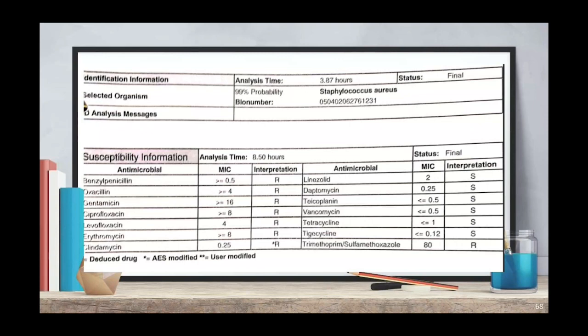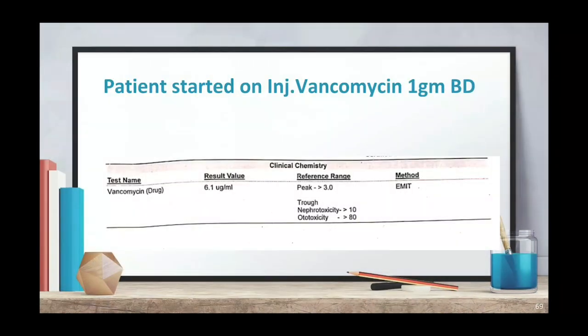Look at the example. The organism identified is Staphylococcus aureus and vancomycin MIC value less than 0.5 is sensitive. The doctor initiated the treatment with 1 gram BD dosing. Patient was started on injection vancomycin 1 gram and just prior to the 4th dose the TDM was performed and we obtained the data. The result was 6.1 microgram per ml. Our MIC was less than 0.5, so the target serum trough concentration should be greater than 10 microgram per ml. We didn't get that value. It is less than 10, that is 6.1 microgram per ml.